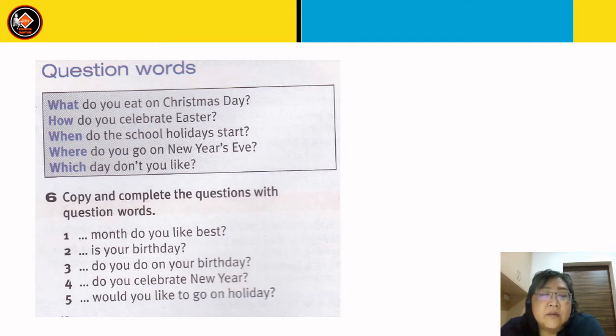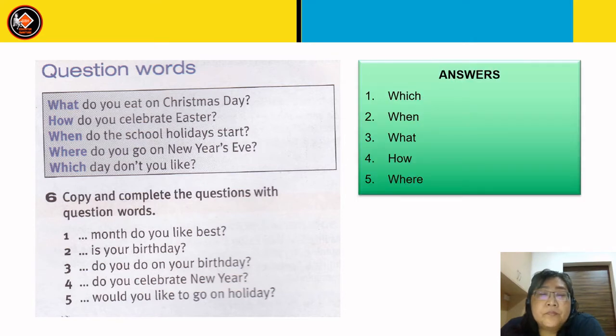Number 2 is your birthday. Number 3, do you do on your birthday? Number 4, do you celebrate New Year? Number 5, would you like to go on holiday? So the first one is, which month do you like?